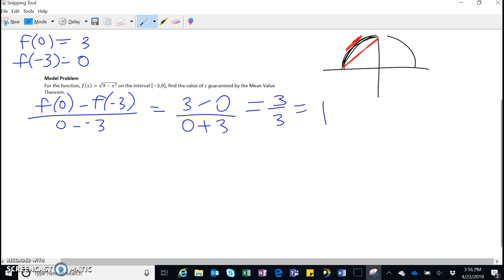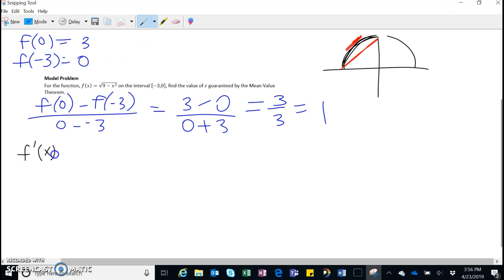And based on just my rough sketch alone, I kind of believe that. The slope of that initial red line I drew looks like 1. So I know, based on my mean value theorem, that the derivative of this function is guaranteed to equal 1 somewhere on that window. Well, what is my derivative? Let's make sure we uncover what that is.